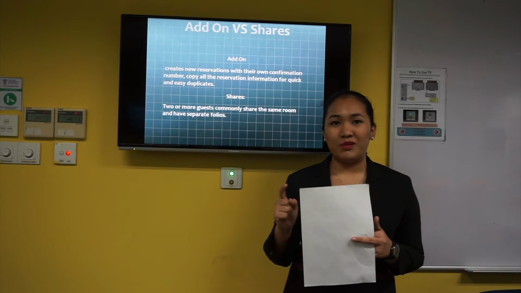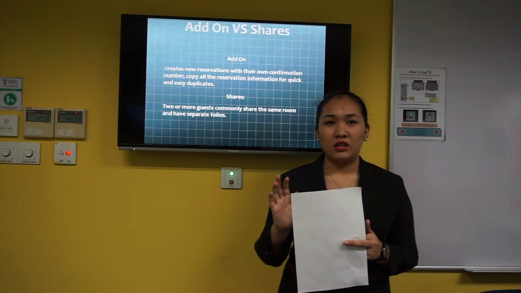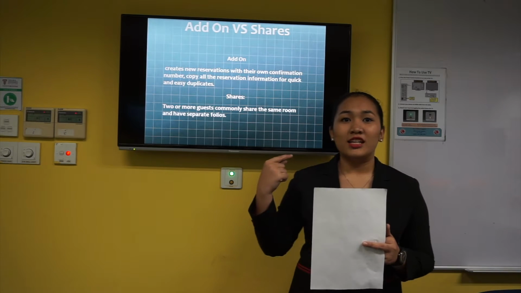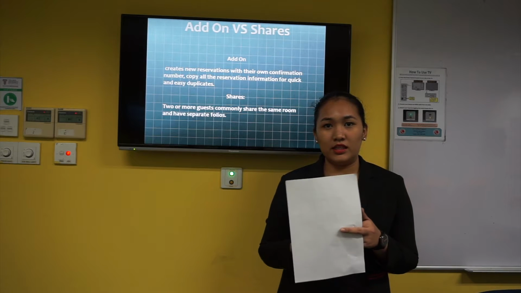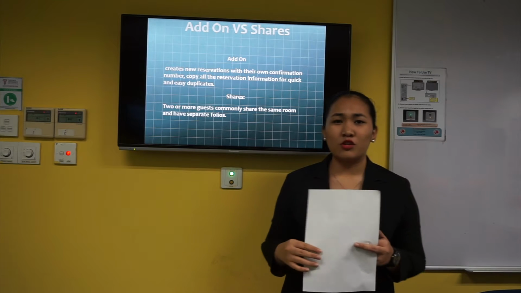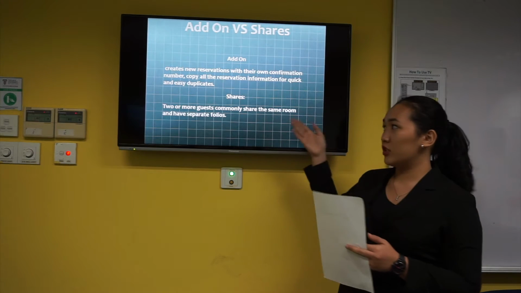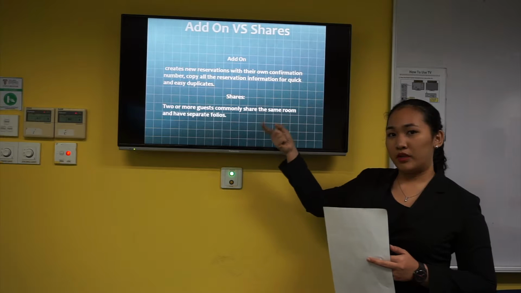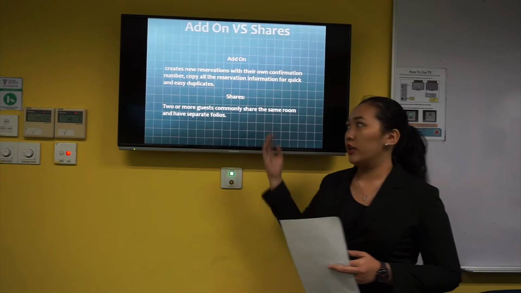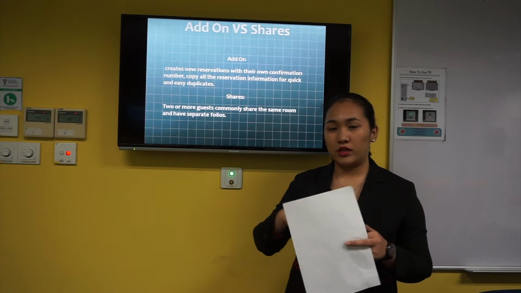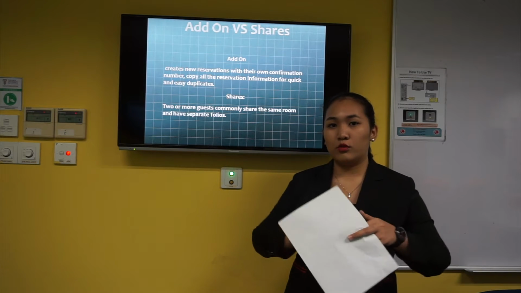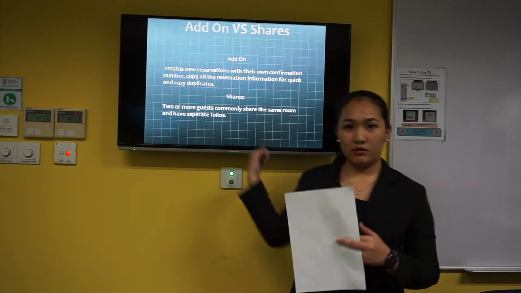The difference with share is that there are two or more guests. The meaning of share is two or more guests commonly share the room and have separate folios. So they are going to share the price of the room, and if they have something like minibar charges, they are going to share it because they stay together. They don't want to pay everything by themselves, so they want you to separate it. You got what I mean here?